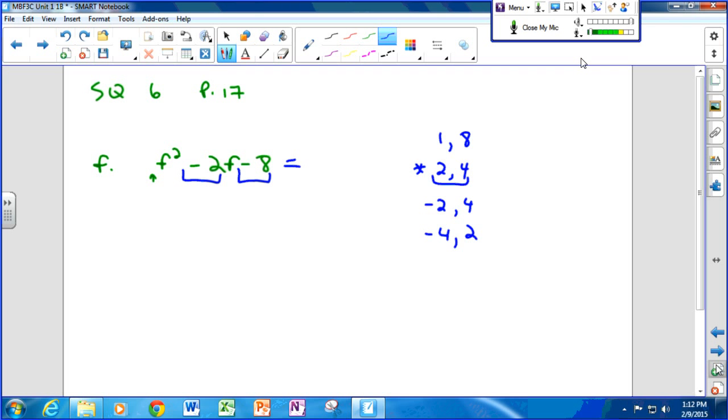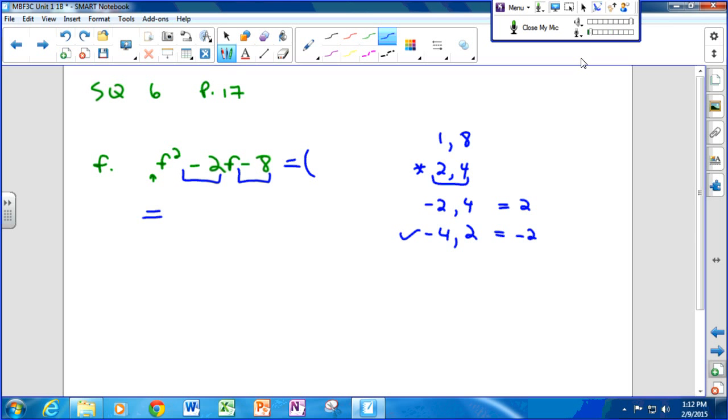So let's turn our attention to the minus 2. We have to be able to add those together and get minus 2. Well, minus 2 plus 4 gives us plus 2, which is not correct. But minus 4 plus 2 gives us minus 2, and indeed that's the one we're looking for. Okay, so now we're just going to write it out.